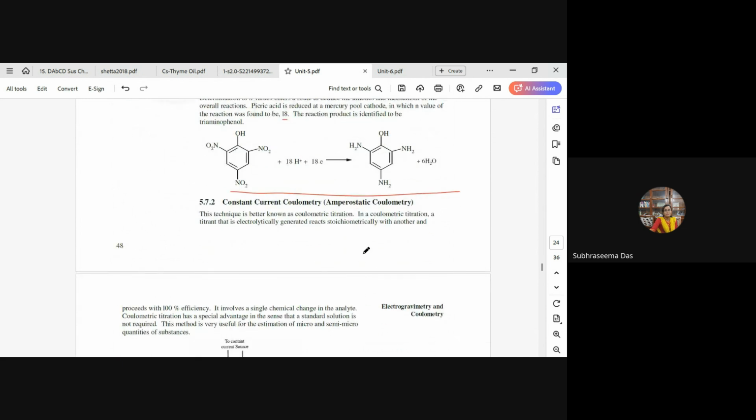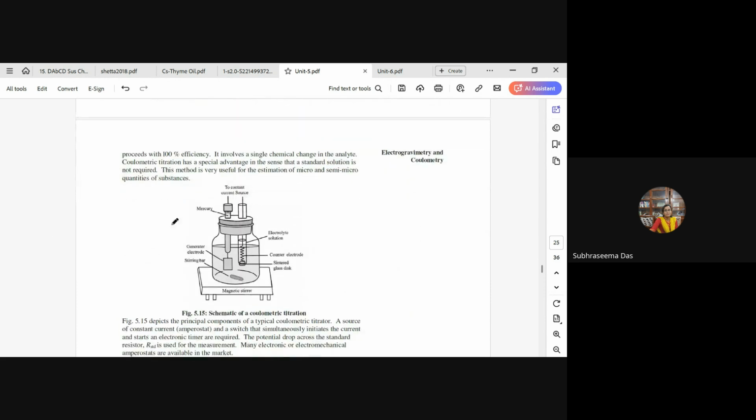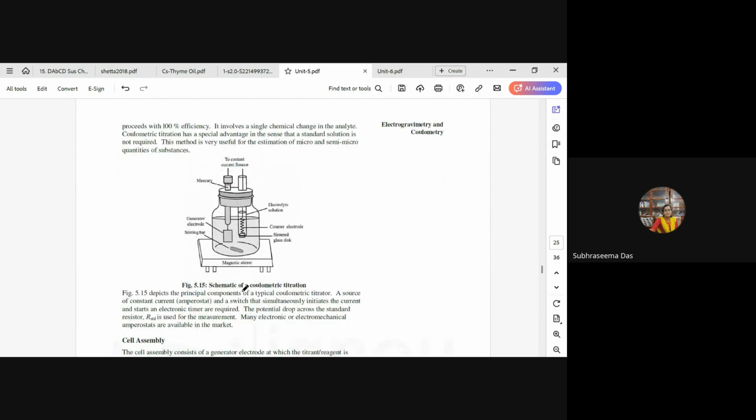So now coming to amperostatic coulometry. Here this process is known as coulometric titration. Here a titrant generally reacts stoichiometrically with another species and it proceeds with almost 100% efficiency. Here in figure 5.5, we see a schematic of a coulometric titration.